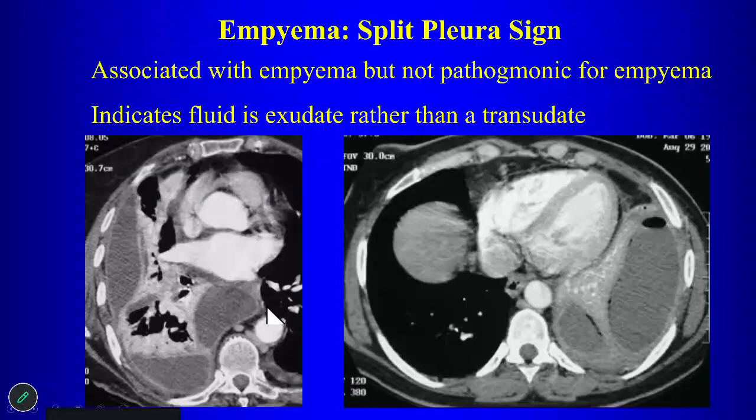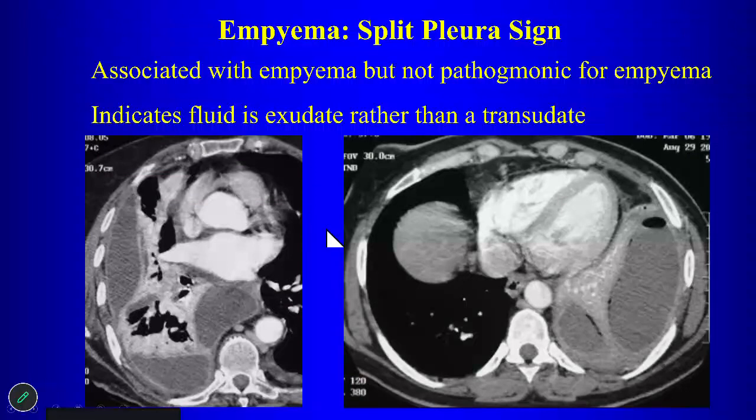Okay. On CT for the empyema, we like to see a split pleura sign, loculated effusions with enhancement and thickening along the visceral pleura. Here's a nice example, some thickening along the visceral pleura, and also thickening along the parietal pleura. So that's the split pleura sign. That means that the fluid is an exudate rather than a transudate. It doesn't always mean empyema. Sometimes malignant effusions can also give you a split pleura sign.